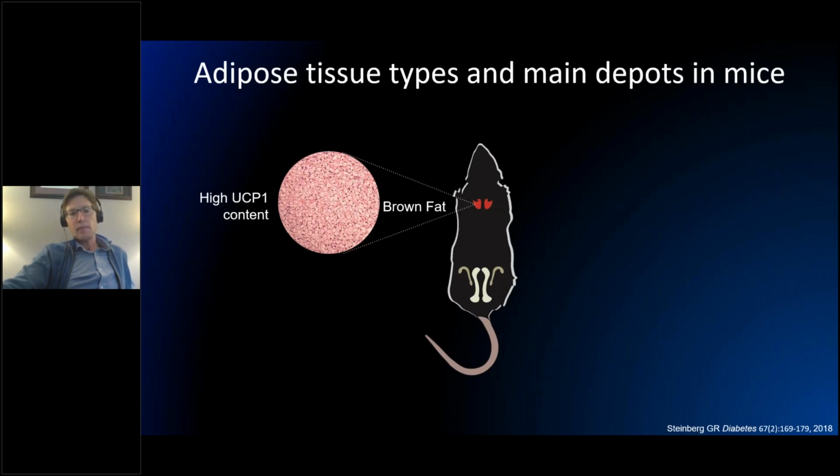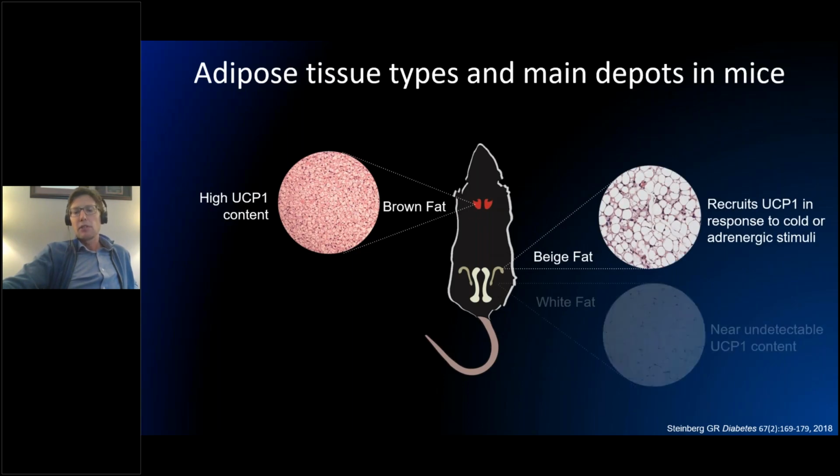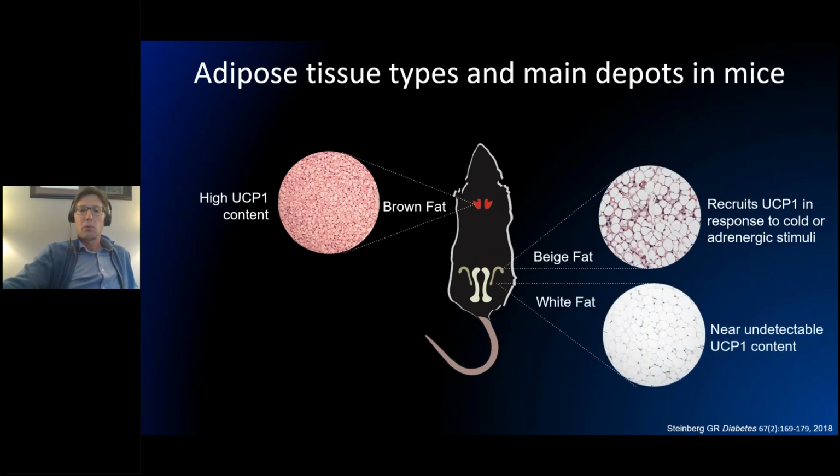To understand this fully, we need to think about the different types of fat within the body. We have classical brown fat, the interscapular depot within the rodent, which abundantly expresses uncoupling protein 1. And then we have a beige fat group, which is a hybrid of both the white and brown fat. The beige fat is special because it can recruit uncoupling protein in response to cold or other adrenergic stimuli to take on this hybrid between the white and the brown fat.